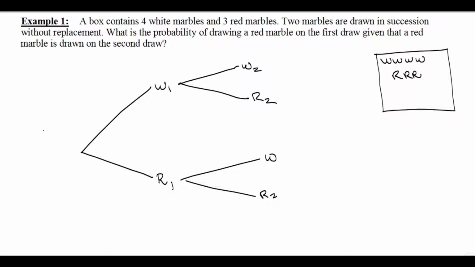Let's put our probabilities onto our tree. What's the probability of getting white on the first draw? Well, we have 7 marbles altogether. 4 are white and all are equally likely, so 4 sevenths would be our probability and 3 sevenths for getting a red. Now, if we get white on the first draw, then one of these is gone because we are not replacing the marbles after we draw them. So now we have 6 marbles in the box. 3 are white, 3 are red, so that gives me 3 sixths, 3 sixths, and we can simplify these if we wish.